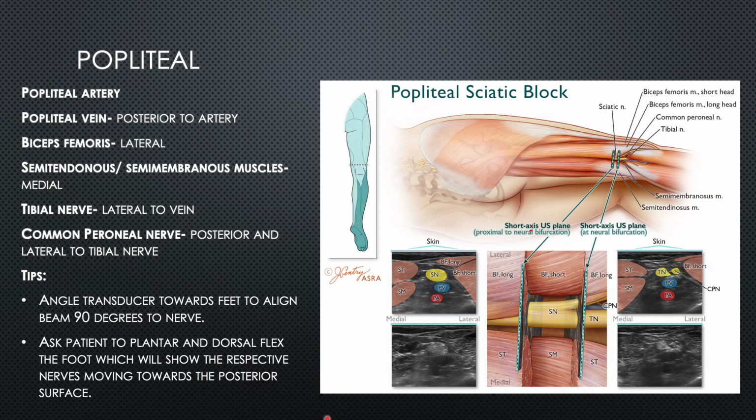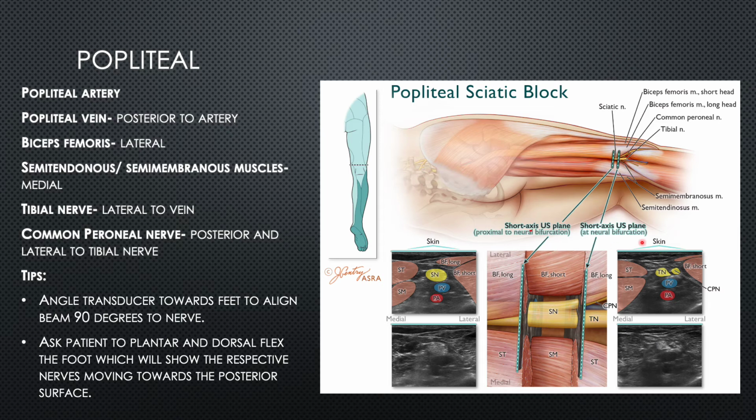When scanning the popliteal fossa, structures of note include the popliteal artery, which would be down here, and the popliteal vein, which is located posterior to the artery, which would be here, the tibial nerve, which is lateral to the vein, over here, or actually on this image here, it would be over here, and the common peroneal nerve, which is here. As the probe moves cephalad, the two nerves visualized join at the bifurcation to form the sciatic nerve.